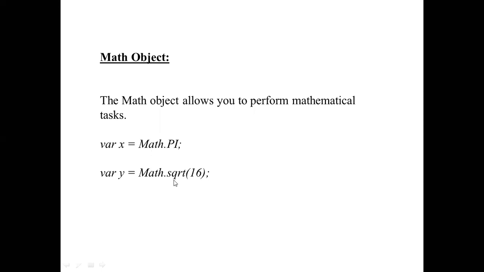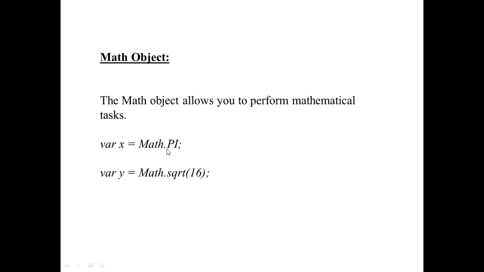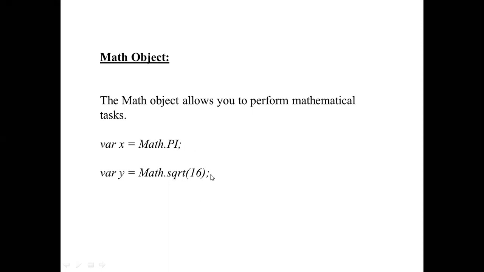Next one, sqrt, which is a method. Here Math.sqrt(16) means y = 4. That returns the square root of 16. So this one is an example property and this one is an example method on the Math object.